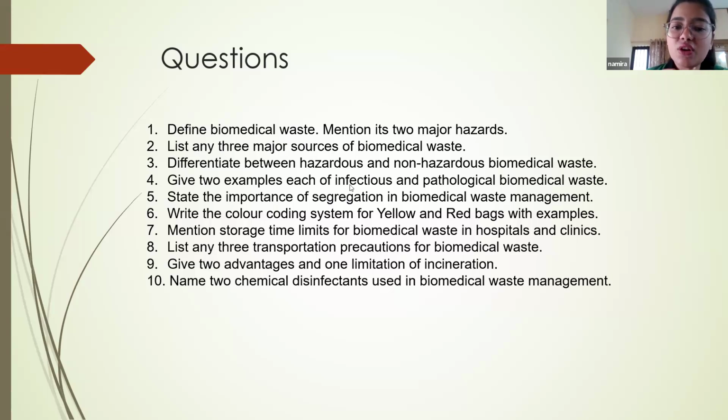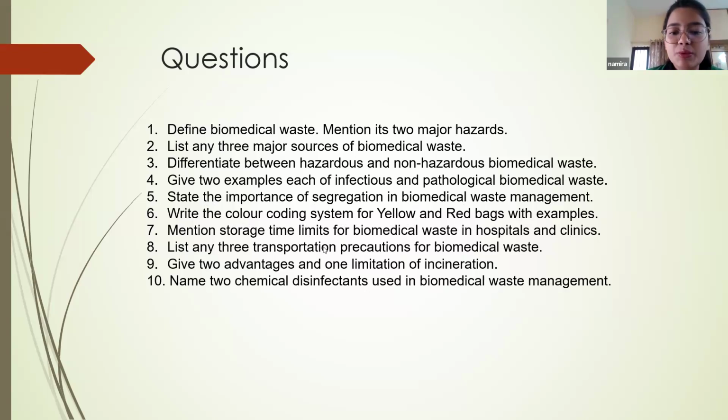Give two examples each of infectious and pathological biomedical waste. Give examples of infectious and pathological waste and why it is important. State the importance of segregation in biomedical waste management. Write the color coding system for yellow and red bags with examples, why it is needed and how it is convenient to dispose in yellow and red bags. Include examples. Mention storage time limits for biomedical waste in hospitals and clinics. It should not exceed more than 24 hours, otherwise odor and infection will increase.